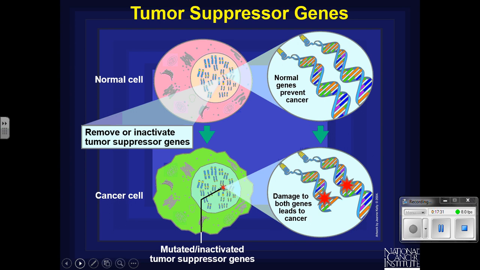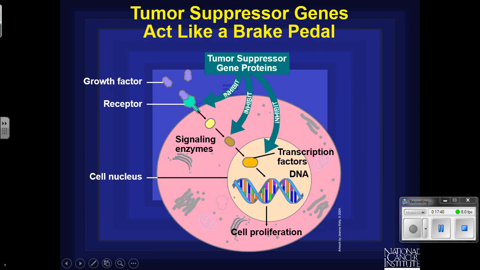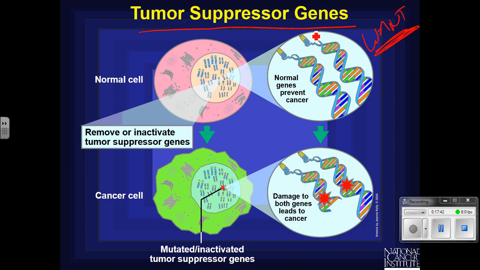Okay, another group of genes related to cancer are tumor suppressor genes. These are genes you do want. Okay, you want to have tumor suppressor genes because, like their name suggests, they suppress tumors. They suppress cell growth.